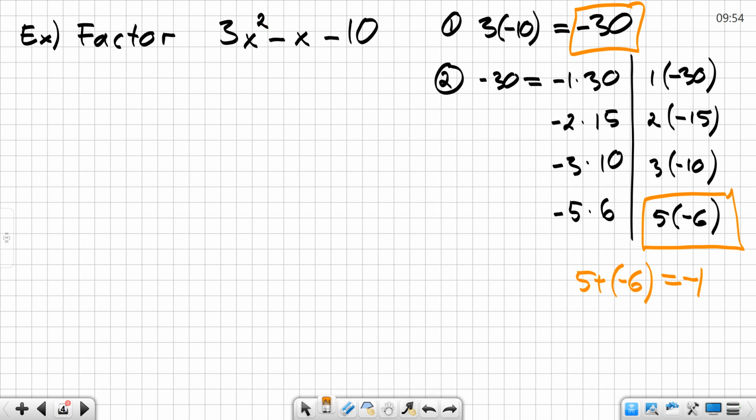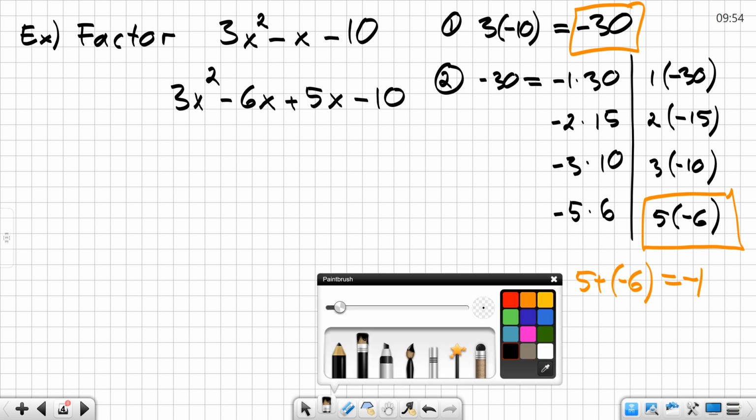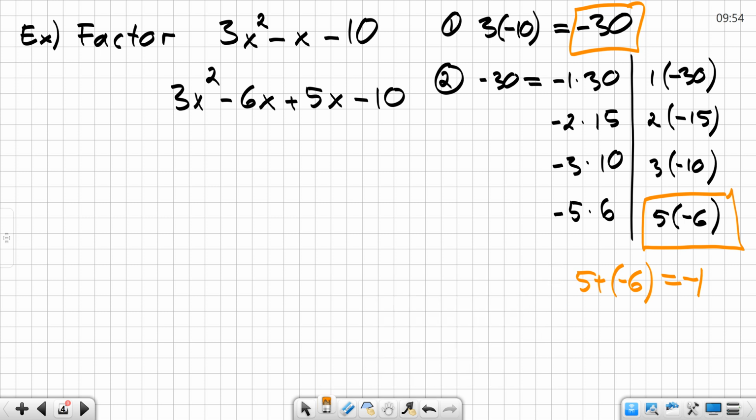All right, so what I'm going to do now, that was the tricky part of this question. The rest now is easier. I take the negative 1 and I break it into plus 5x minus 6x. Negative 6x plus 5x. Look, we really didn't change anything. If I wanted to, I could go backwards. In other words, this is equal to this. Negative 6x plus 5x, that is negative 1x.